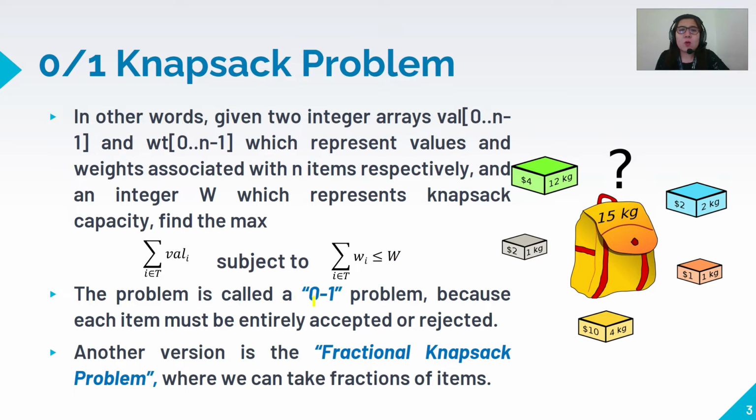The problem is called 01 problem because each item must be entirely accepted or rejected. So kung hindi natin ilalagay yung item sa knapsack, that is 0. At kung ilalagay natin, that is 1. Another version is the fractional knapsack problem where we can take fractions of items. We can divide the items depende sa kung ilan na lang yung kakailanganing weight. But for today, we'll just have the 01 knapsack problem.